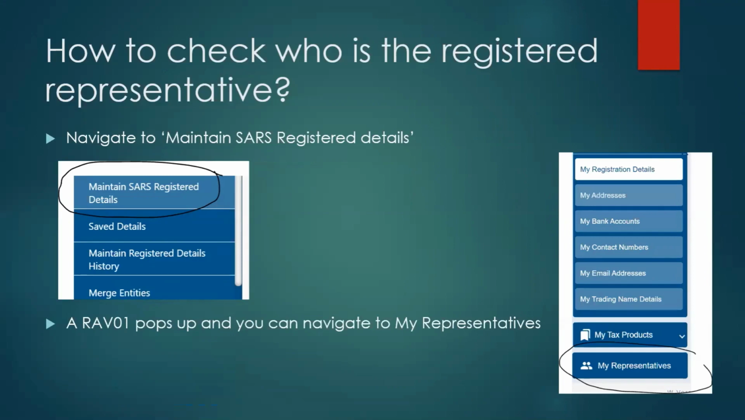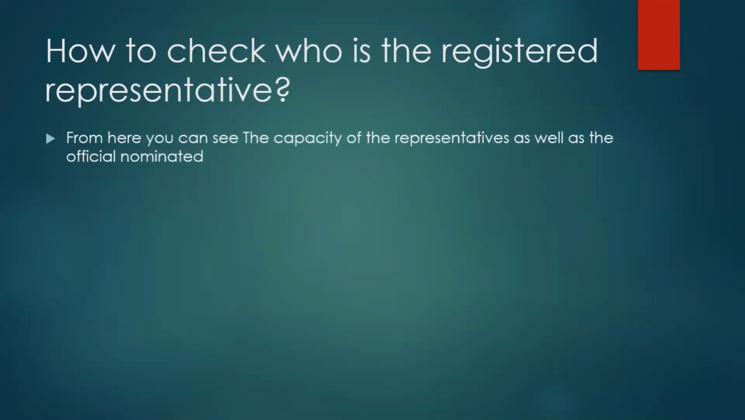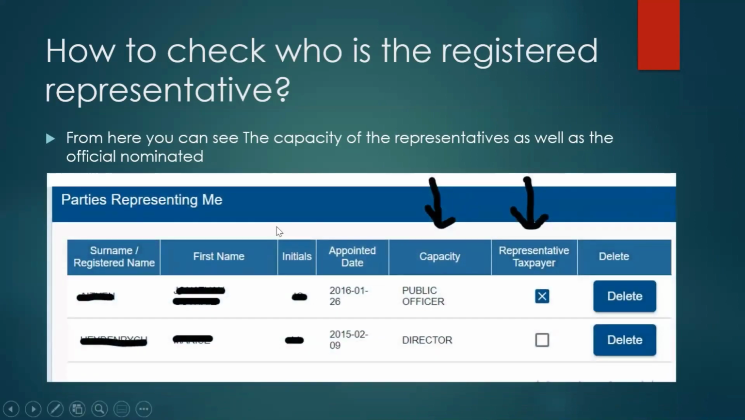On the right-hand side of the screen over here, you'll be able to navigate through all the different details of the entity, as well as look at the representatives by clicking on this button. Once you click on the representatives tab, you're going to see this tab that pops up, and this is all the parties that are representing the entity. As I said, you can have more than one party. In this case, there are two parties. It will indicate their capacity: one is a public officer and one is a director.